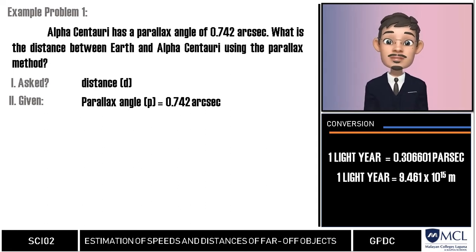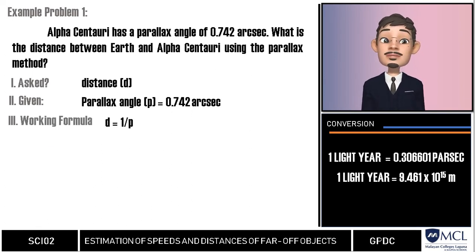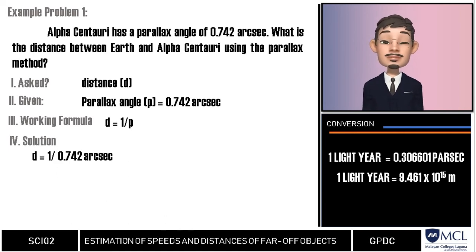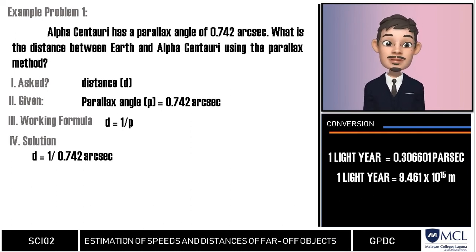We can compute this problem using the formula d is equal to 1 over p. Let us substitute the value of the parallax angle, so d is equal to 1 over 0.742 arcsec. Therefore, the distance is computed as 1.35 parsec.